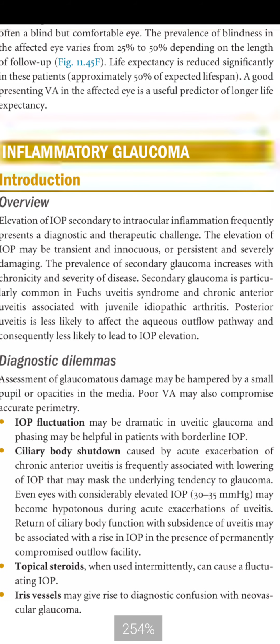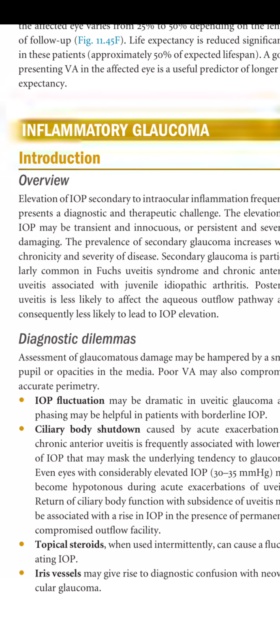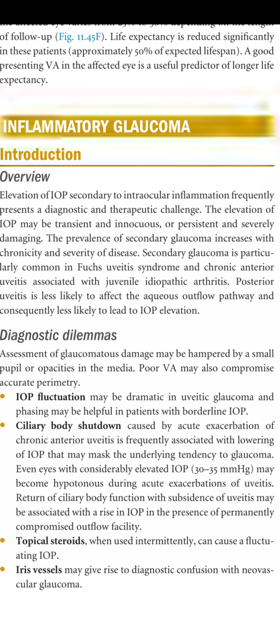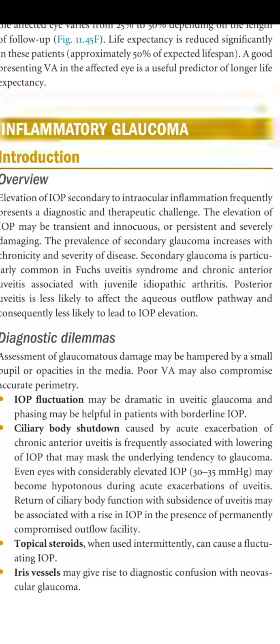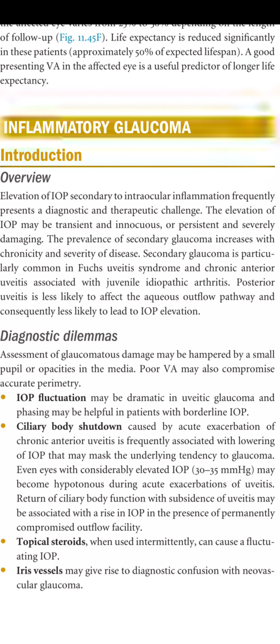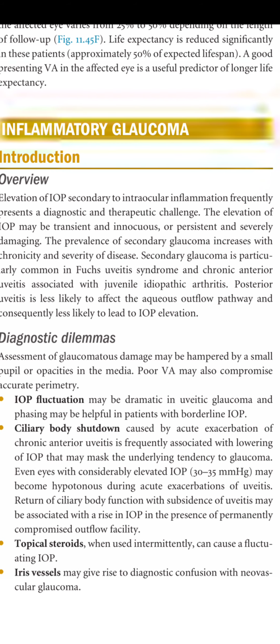Diagnostic dilemmas. Assessment of the glaucomatous damage may be hampered by the small pupil or opacities in the media. So you cannot assess the fundus as readily as in other cases, because the uveitis is causing obstruction of the view of the retina. Poor visual acuity may also compromise accurate perimetry.